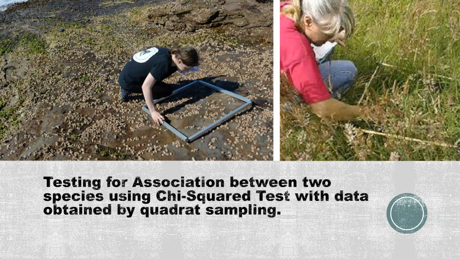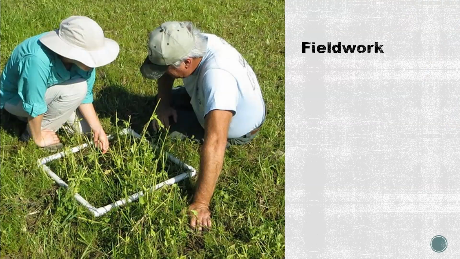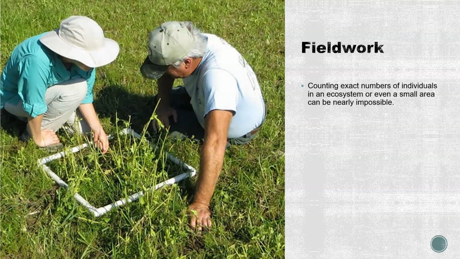Alrighty, now we're moving on. We are looking at testing for association between two species using what we call the Chi-squared test. And this information we would obtain from some quadrat sampling. So let's have a look at what we're talking about here. Now when we do field work, we sometimes need to compare some different areas, and we can be counting numbers of an individual in an ecosystem, and we could be comparing them in a different area.